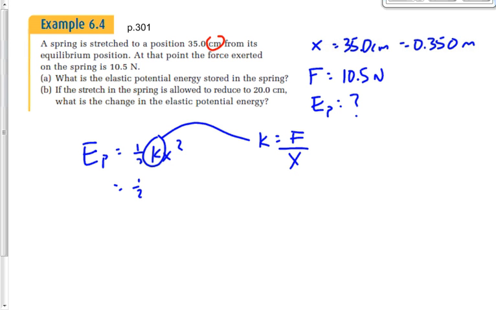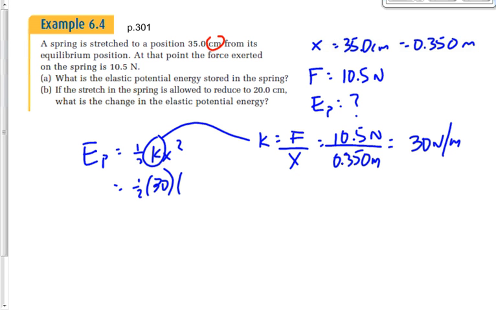We know what F is. It's 10.5 newtons. And we know what X is. It's 0.350 meters. I believe that's 30. Is that right? Somebody check that. 30 newtons per meter. Now I can plug that in here. 30 newtons per meter times 0.350 squared.